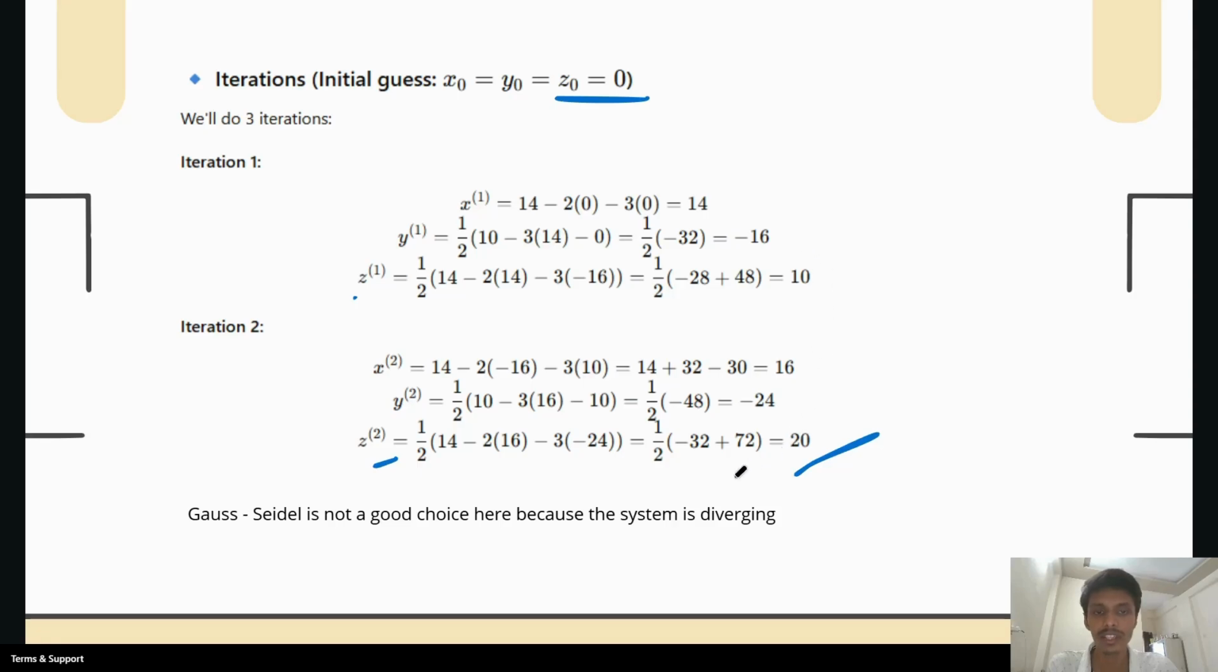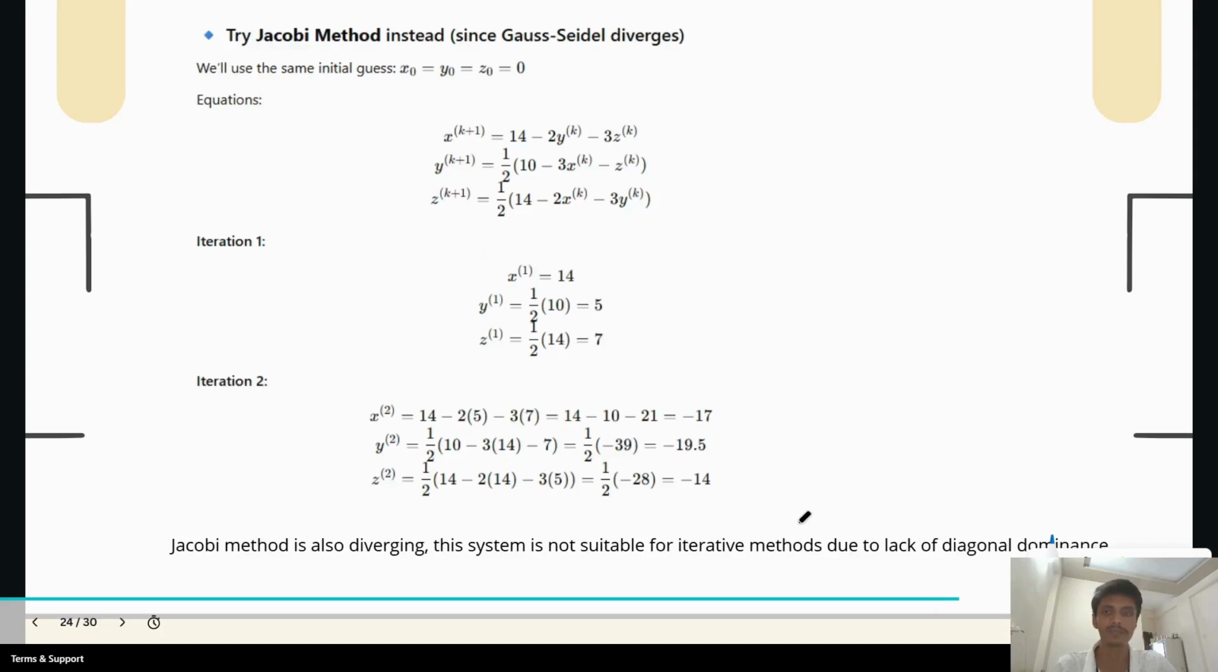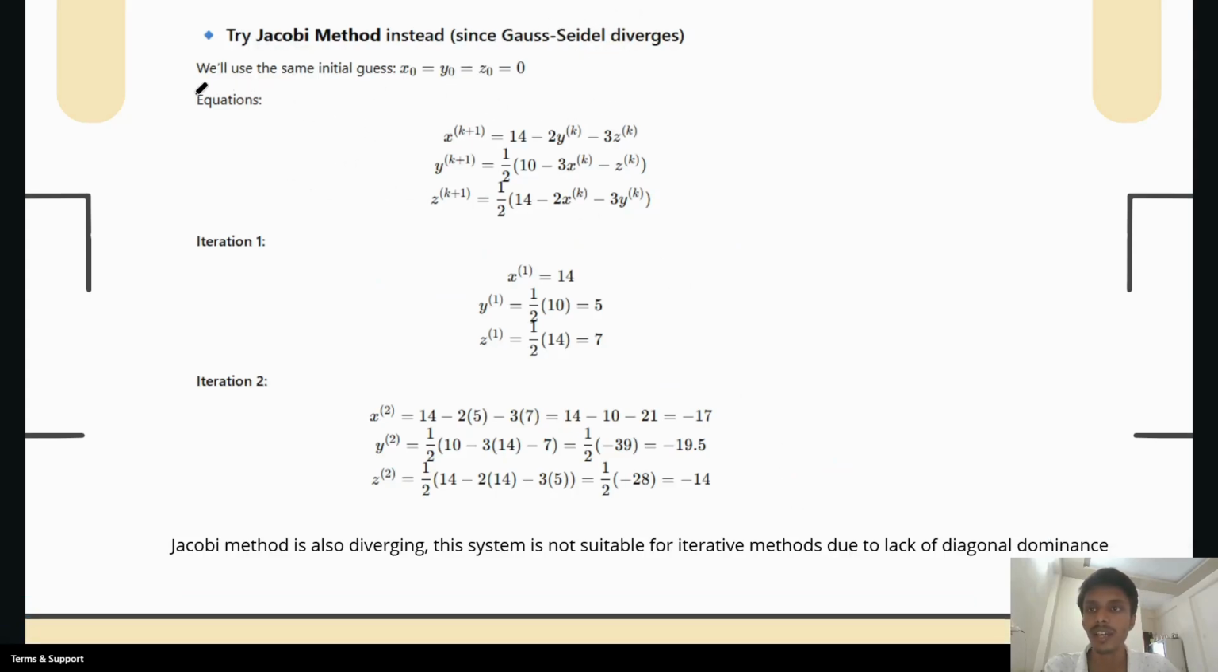In Gauss-Seidel, here we can see that the values are not converging. Instead, the values are diverging. So Gauss-Seidel is not a good choice here because the system is diverging. We try the Jacobi method instead since Gauss-Seidel diverges.